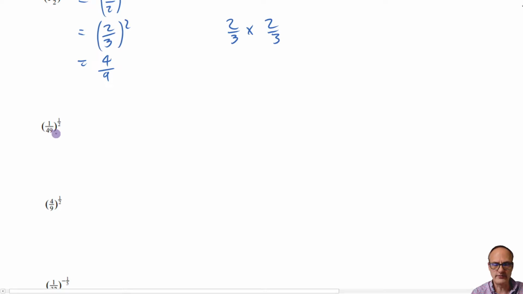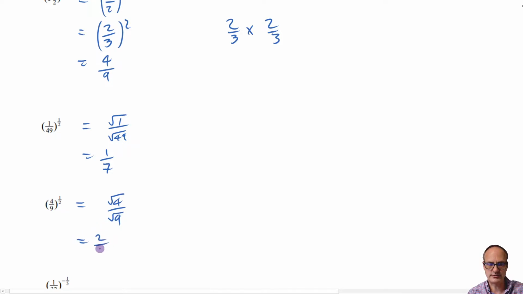Moving on. 1 over 49 to the half. That's square rooting it. And if you square root a fraction, you square root the top and you square root the bottom. Square root of 1 is 1. Square root of 49 is 7. And do the same here. Square root the top, square root the bottom. Square root of 4 is 2. Square root of the bottom, 9, is 3.